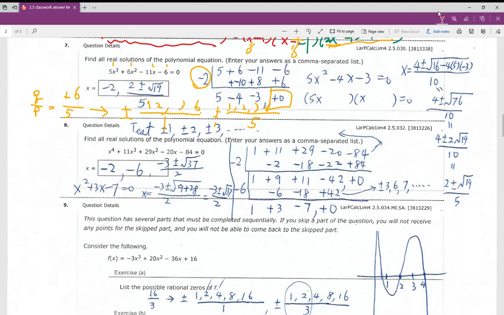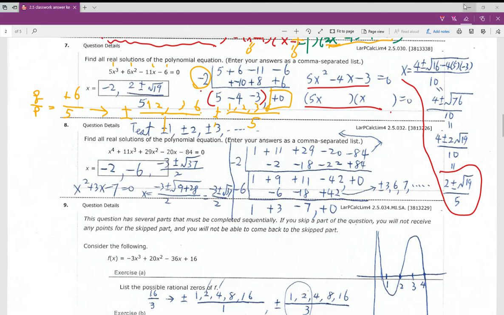So when I find one solution, then this quotient I can factor for you. And I will let you try by yourself. This time it is not able to be factored. That's why I use the quadratic formula to find the solutions. So I have one solution, two solutions, three solutions. Okay.